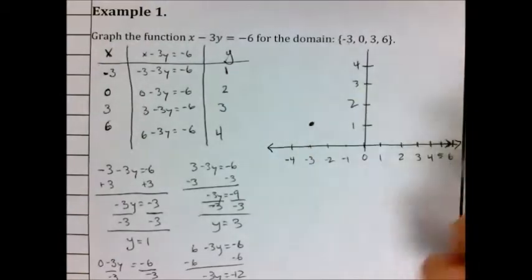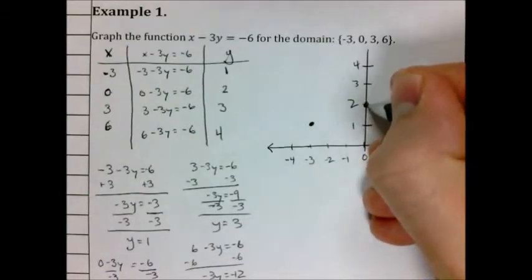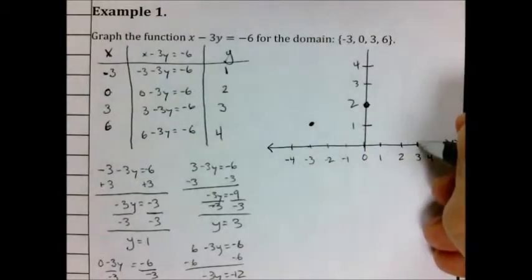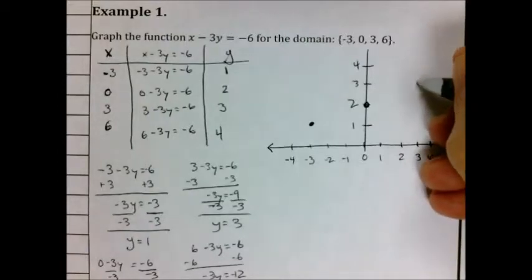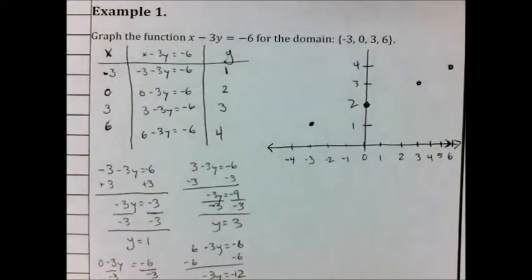When x is 0, y is 2. When x is 3, y is 3. And when x is 6, y is 4. Okay? And that's all we're asked to do, is just graph the function at those specific points. And so we've done that.